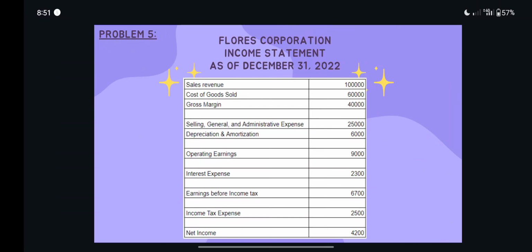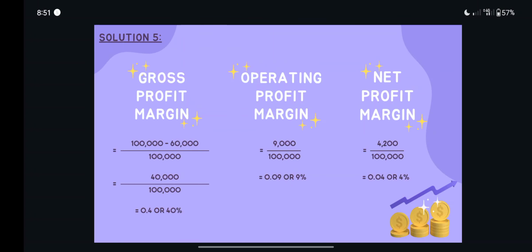Lastly, problem number 5, Flores Corporation income statement. For the last problem, I will show how to solve for the three financial ratios as well.